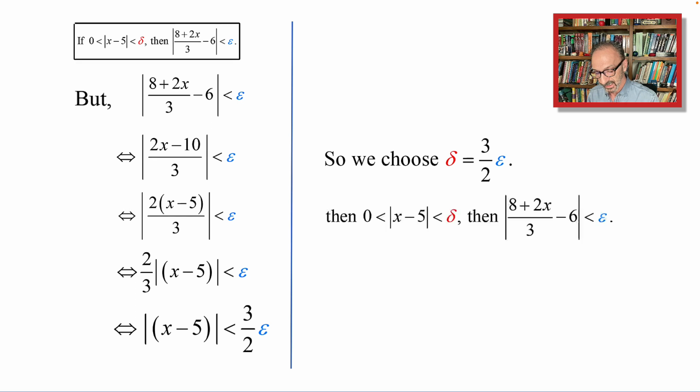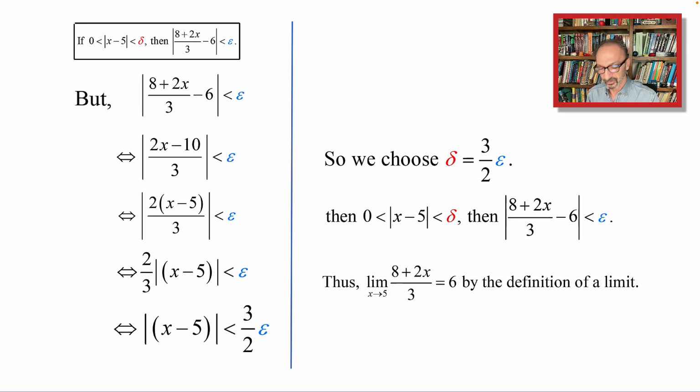Then we say the following. If this is given to me, if I have x's away from 5 within a radius of delta, that will give me this for sure. And we say that we're done with the proof. Thus the limit of 8 plus 2x over 3 as x approaches 5 is equal to 6 by the definition of the limit. And we're done. And this is my point.